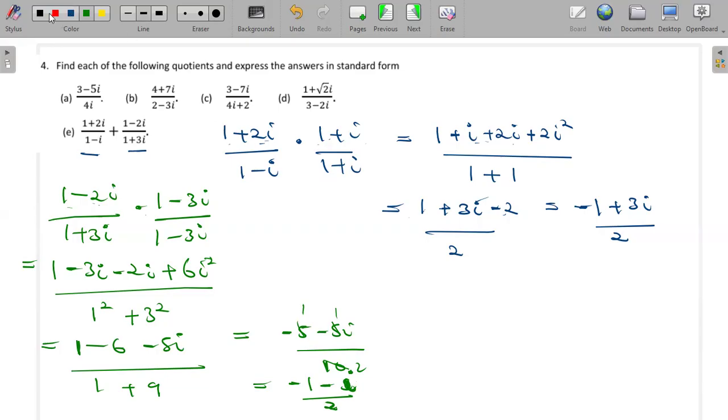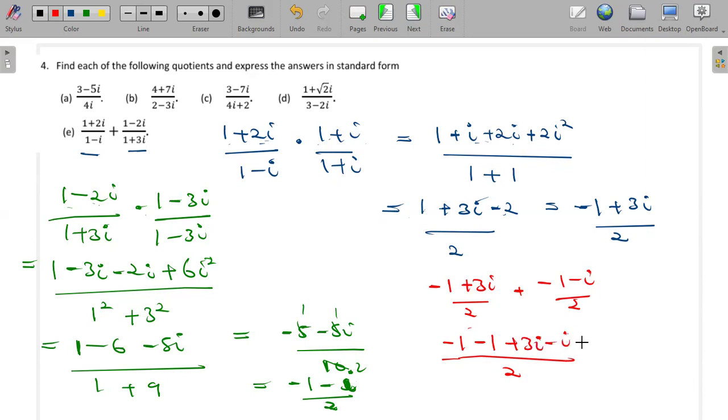So now let's just add them. What we found at first, we had (-1 + 3i) over 2, plus this other one, which is (-1 - i) over 2. Since they have the same denominator, keep the denominator, and then you add what is in the numerator. So in the numerator, you have negative 1 minus 1, like that, then you have plus 3i minus i.